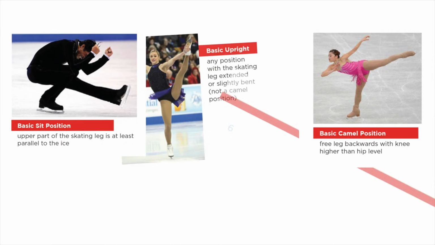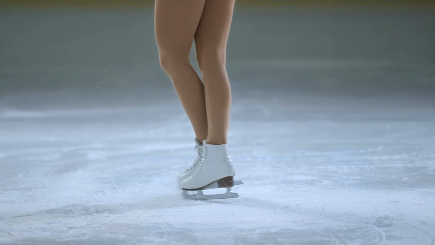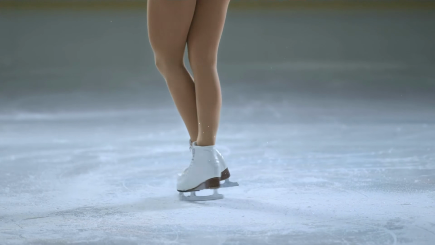Traditional forward upright, sit and camel are spins initiated by a hook forward outside 3 turn, and rotate on the inside edge or a flat. Back upright, sit and camel spins are initiated by a hook forward inside 3 turn, and then rotate backward on the outside edge or flat. Each spin performed in a well-balanced free skate must have a different character.